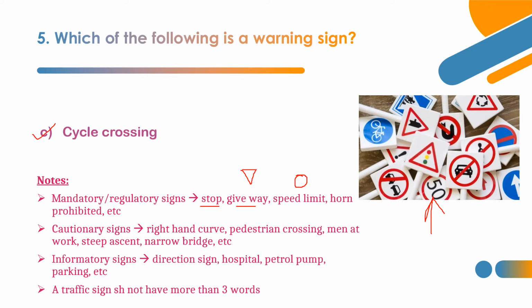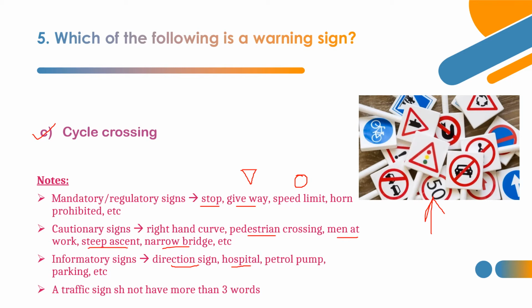And there are some other signs called cautionary signs, or we can say warning signs. One is cycle crossing, which we have seen in this question. Others are right hand curve, pedestrian crossing, men at work, steep ascent, narrow bridge. These are some warning signs. We have to be careful when we cross these stretches. And informatory signs are nothing but direction. Whenever there is a hospital location, an informatory sign has to be provided. And petrol pump, parking, these are some informatory signs.